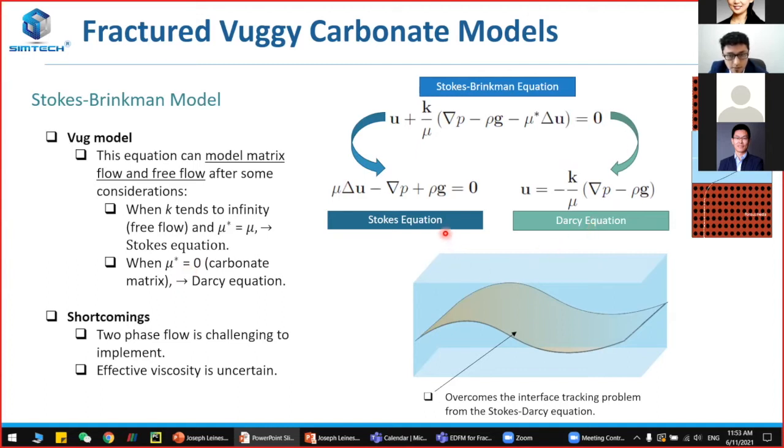So basically, this model allows you to switch between media accordingly, and also overcomes the interface tracking problem from the Stokes-Darcy equation. About the shortcomings of this model: two-phase flow is really challenging to implement, and also three-phase flow. This effective viscosity is a value that is a function of the dynamic viscosity and also the porous media, but it is uncertain because it depends on these variables, and laboratory experiments need to be done in order to understand it and actually use it here.